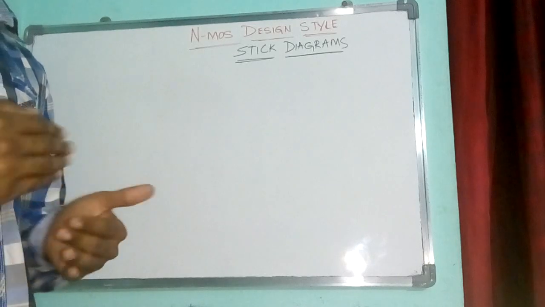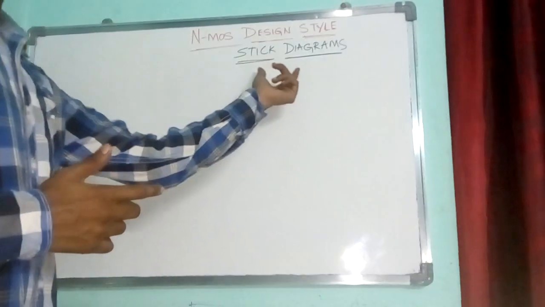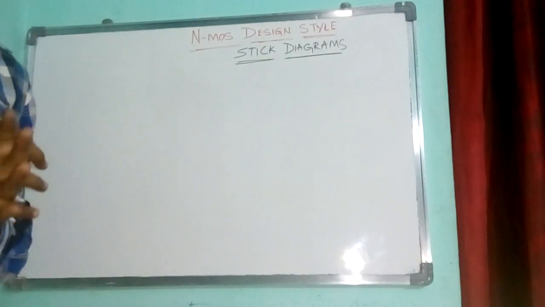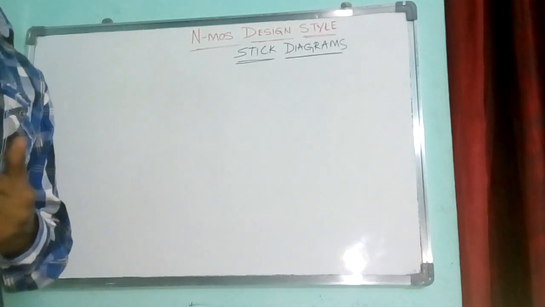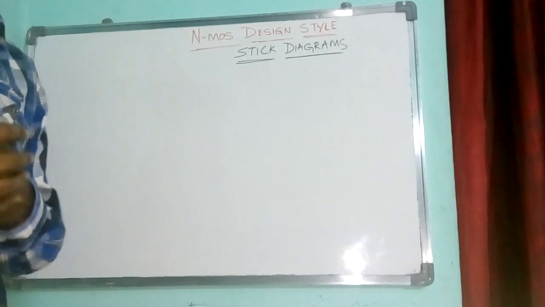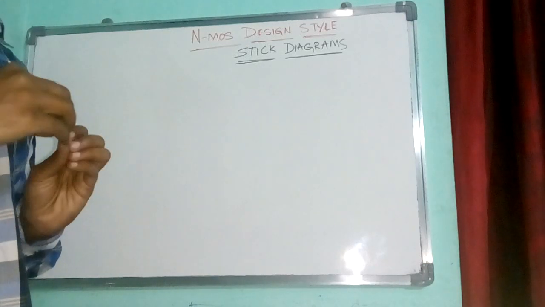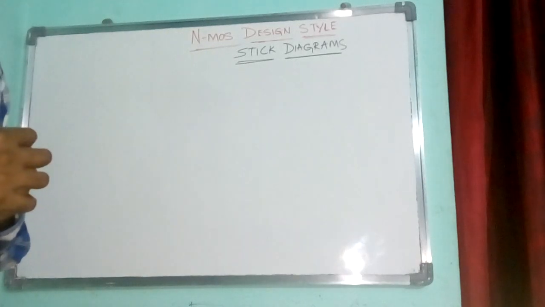First we need to have the floor plan. That is, first we need to get the stick diagram of the plan of the circuit which we want to design. The next thing is we need to get the layout. After getting the layout, we need to get the masks for the fabrication of the IC. So the first and most important thing is that we need to get the stick diagram of the layout.